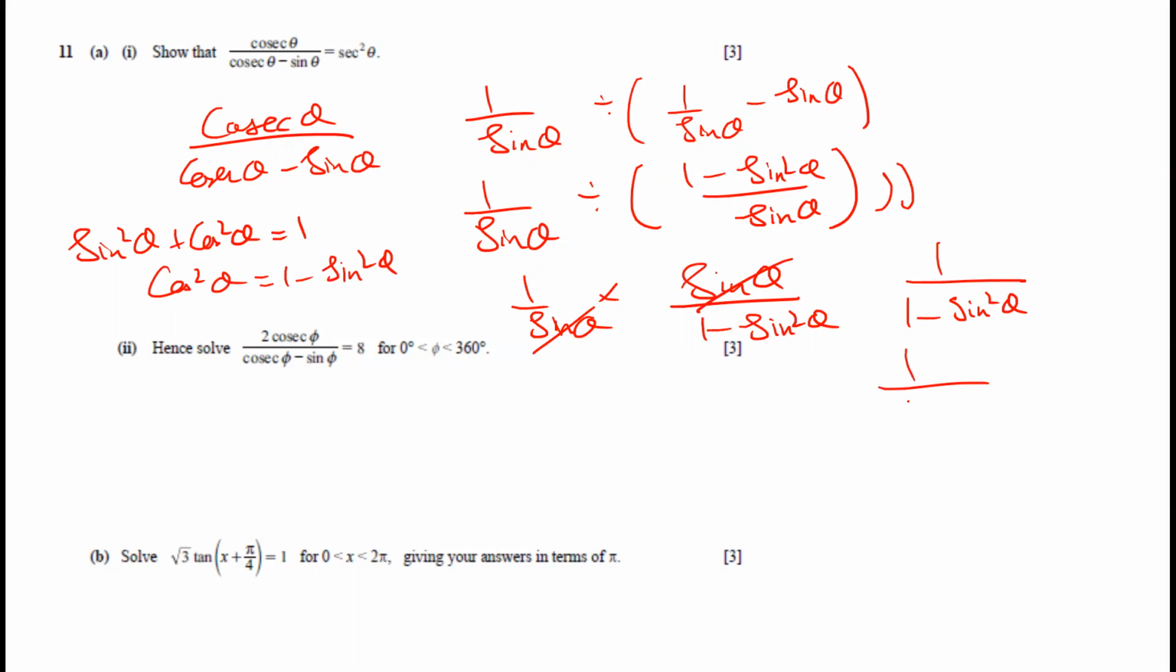So we can write this as 1 over cos square theta, and 1 over cos theta is sec theta. So 1 upon cos square theta would be equal to sec square theta. So hence we have proven.